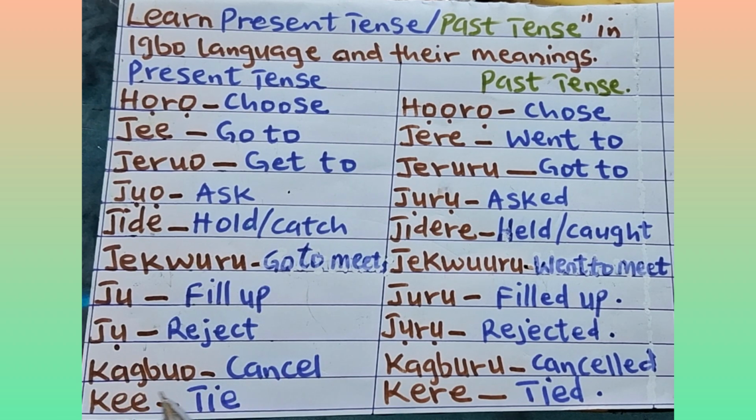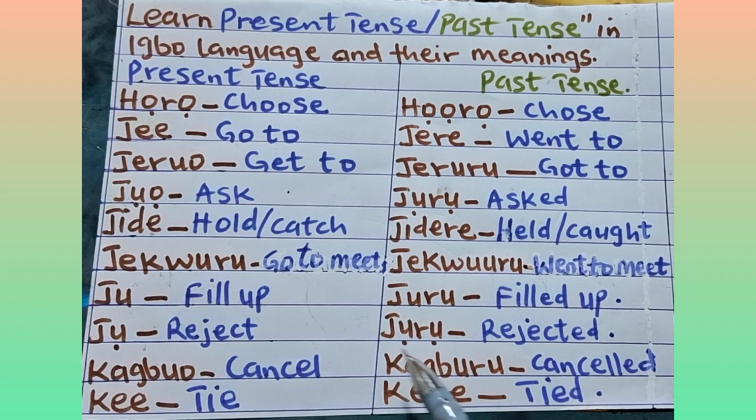Kabuo, cancel. Past tense of kabuo is kaburu, cancelled. Another one is ke. Ke means tie. That is to tie something. Past tense of it is kere, tied.